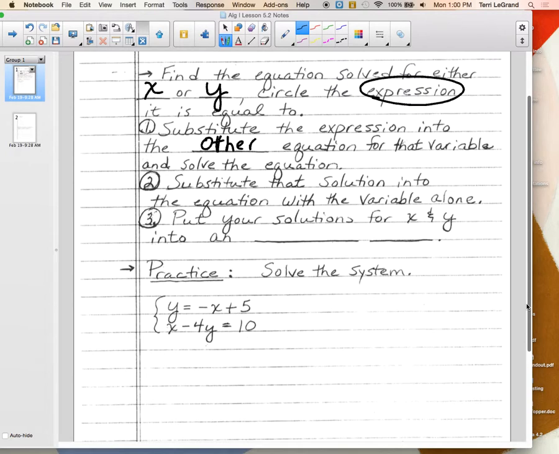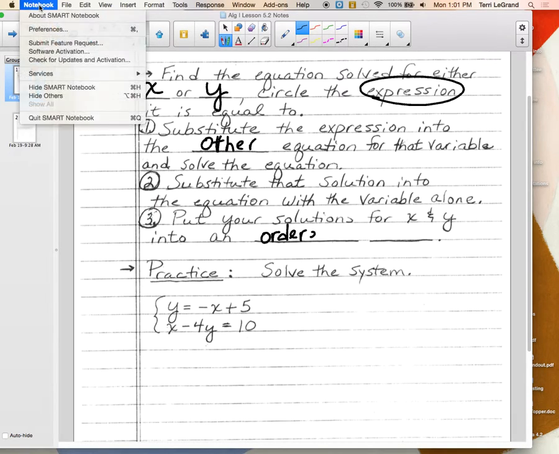Next, we're going to substitute whatever solution we get there, whether it's an x value or a y value, into the equation with the variable alone. It really doesn't matter which of the two equations we use at that point, but you might as well use the one where the variable is alone, because that one is easier to work with. And then you're going to put your solutions for x and y into an ordered pair, just as if we had graphed it.